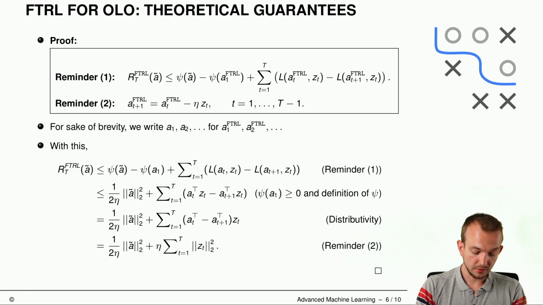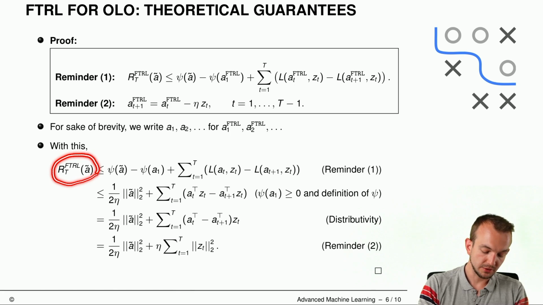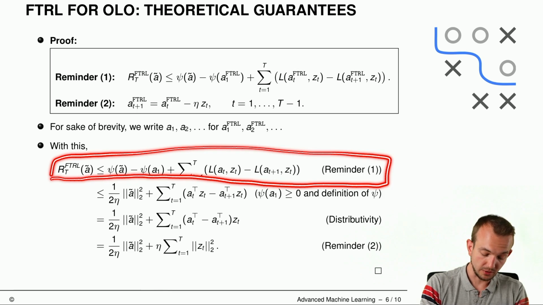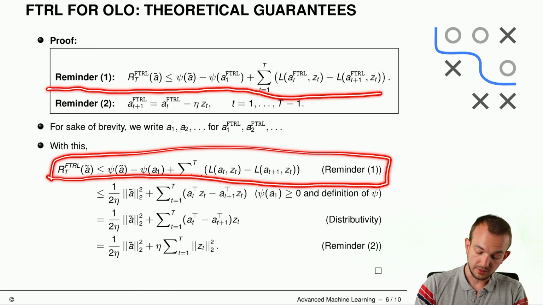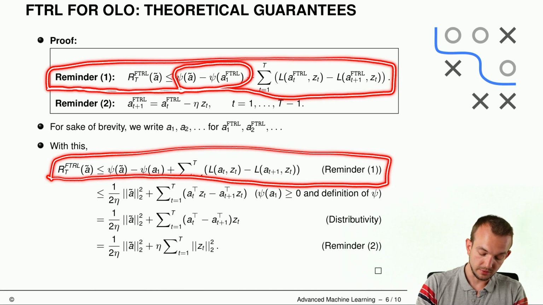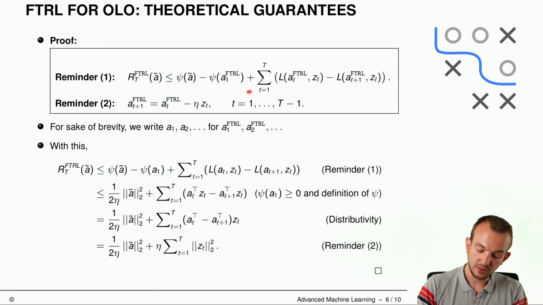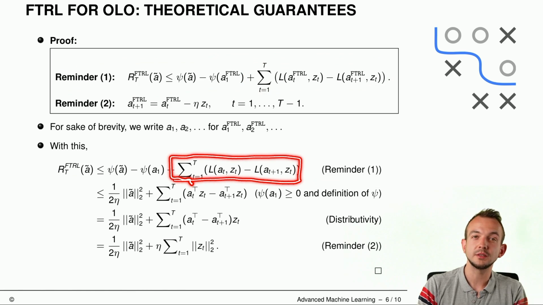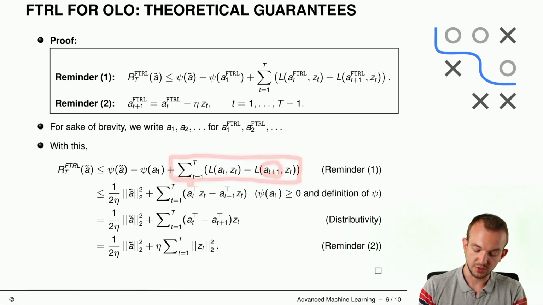And what we want to show is a bound on this regret with respect to some competing action A tilde. We can use the first reminder, our helpful lemma, that this regret with respect to some competing action A tilde is bounded by the difference of the regularization terms of the competing action and the very first action, and the cumulative difference between the actions taken by the follow the regularized leader algorithm and its one step look ahead cheater version.